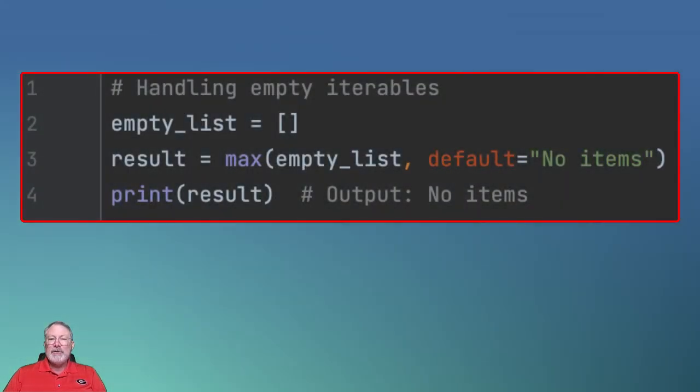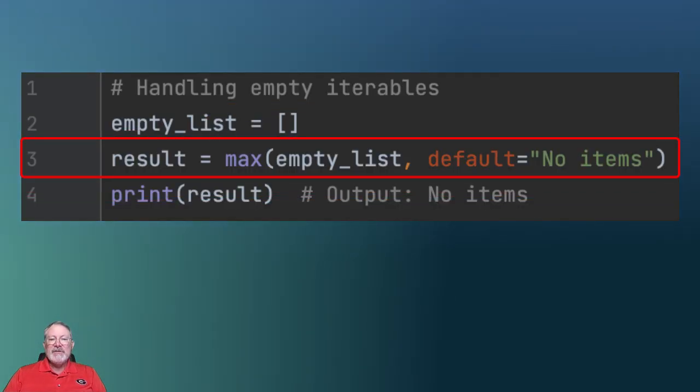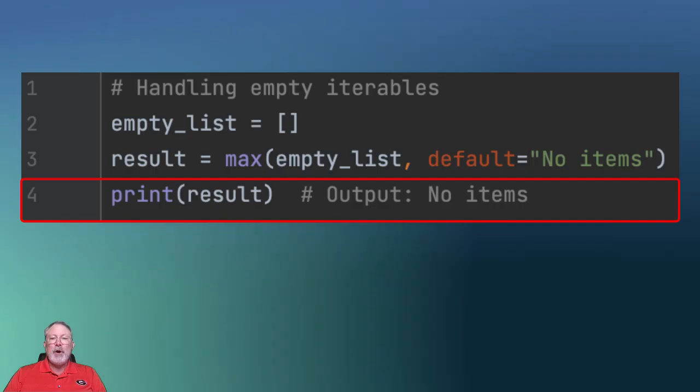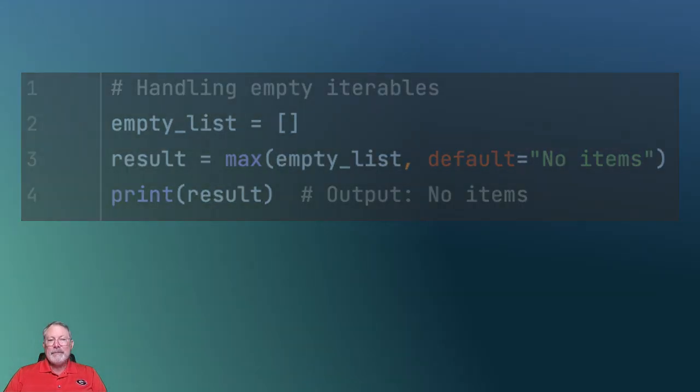To avoid errors with empty iterables, use the default parameter. In this example, max returns the default value, no items, because the iterable is empty.